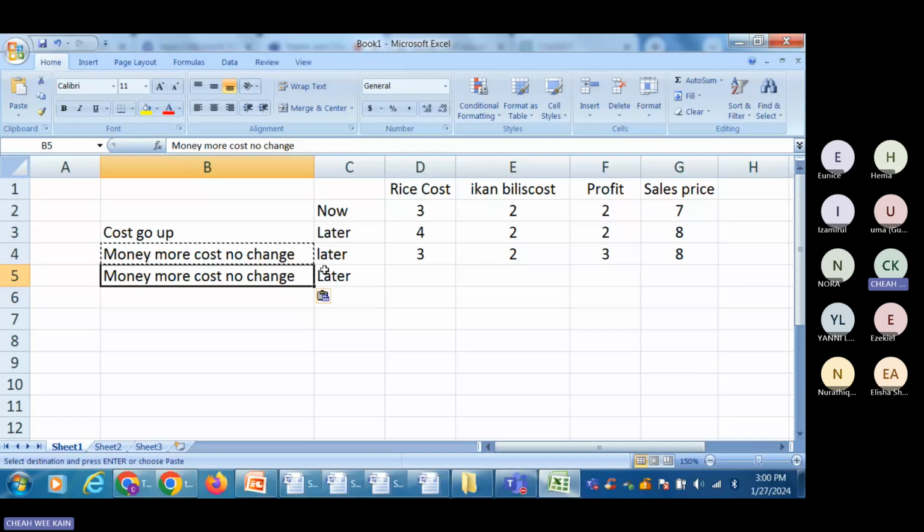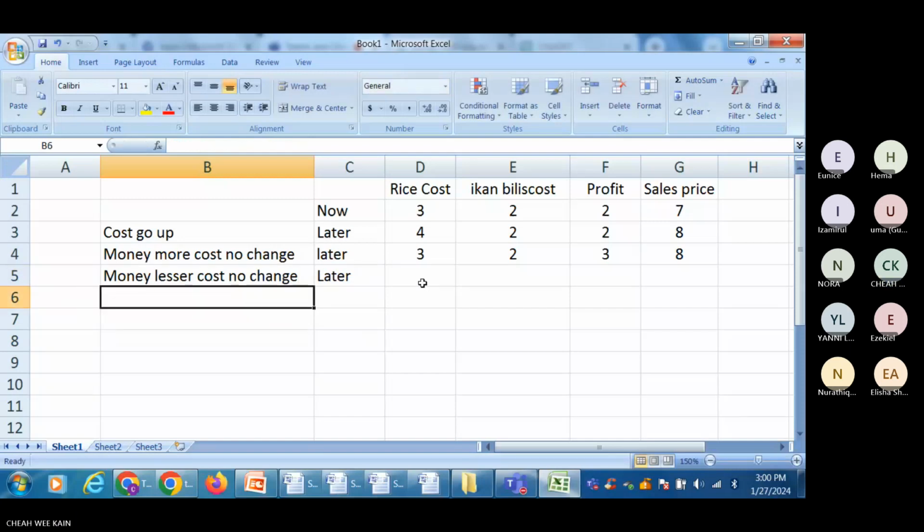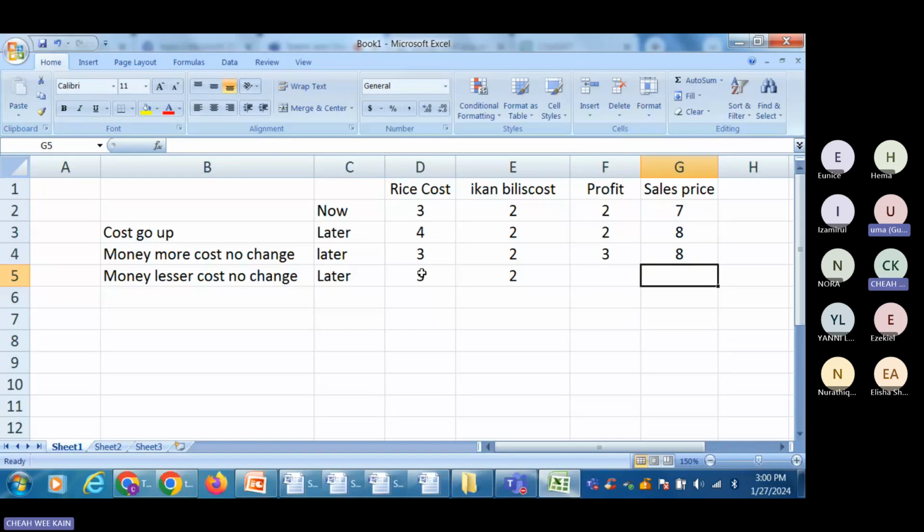Now you got less money. People have no job. Cost no change, isn't it? So 3 becomes 2. You want to ask people to buy, isn't it? You want to make a lesser profit already, to ask people to buy. So what is the selling price? $6.